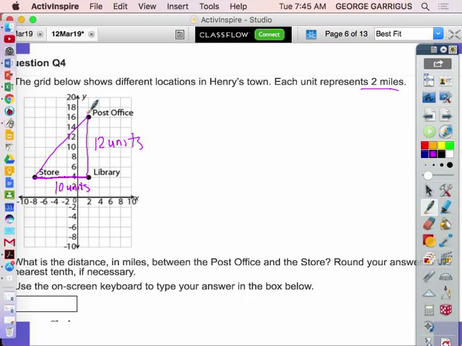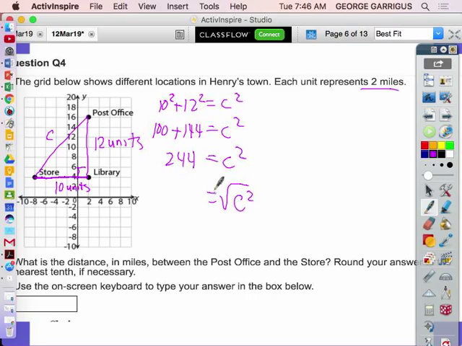So we're looking for the distance. What's the distance in miles between the post office and the store? Okay, so that's c, because this is the right angle. 10 squared plus 12 squared equals c squared. 100 plus 144 equals c squared. 244 equals c squared. So then you take the square root of 244, which is 15.6, rounded to the nearest tenth. And that's what it asks you to do right here.